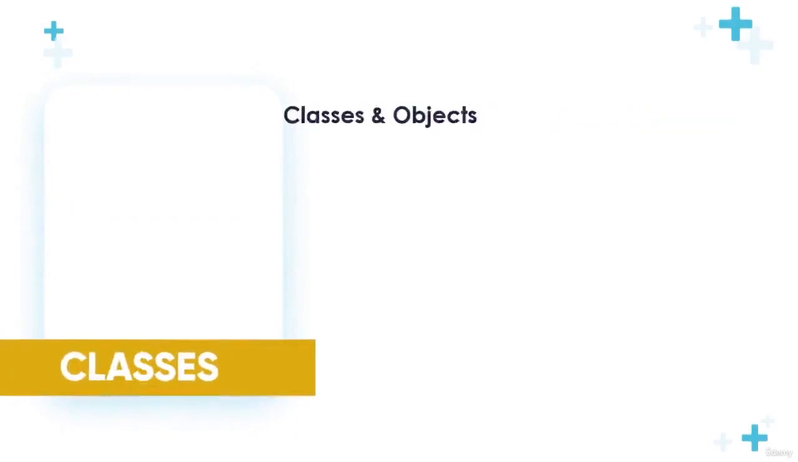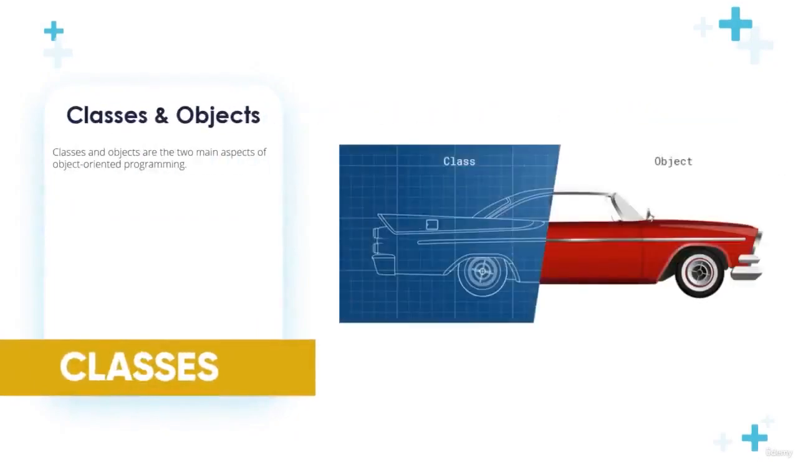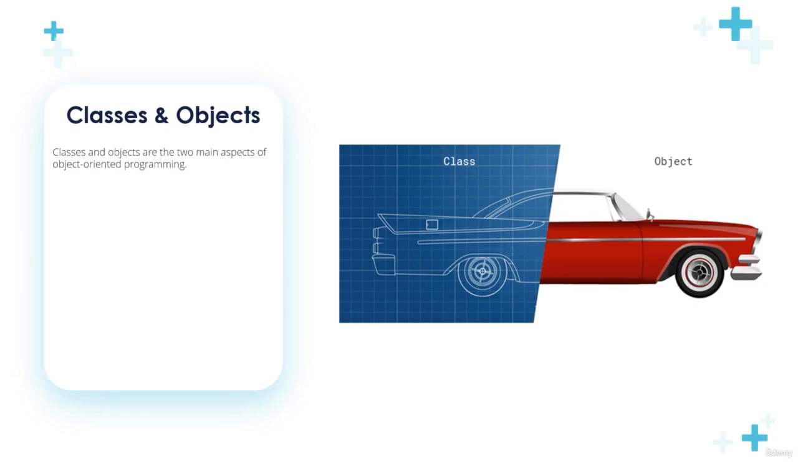Hello, my friends. Let's talk about classes and objects. Classes and objects are the two main aspects of object-oriented programming. So a class is a template for objects, and an object is an instance of a class. When the individual objects are created, they inherit all the variables and methods from the class.